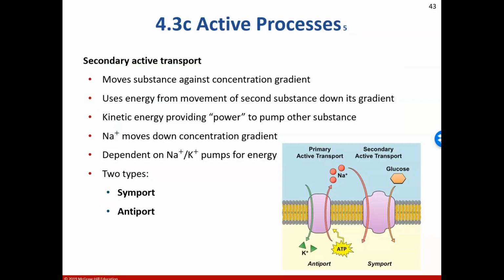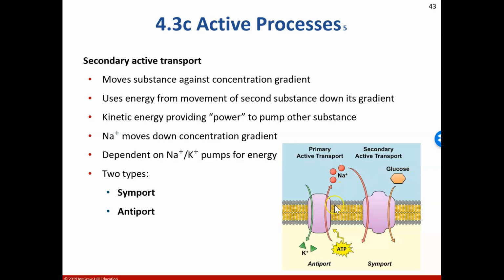So now let's talk about the secondary active transport. This is when we're moving a substance against the concentration gradient once again, and we have to use energy from movement of our second substance down its concentration gradient. So kinetic energy here is going to provide the power to pump our other substance.